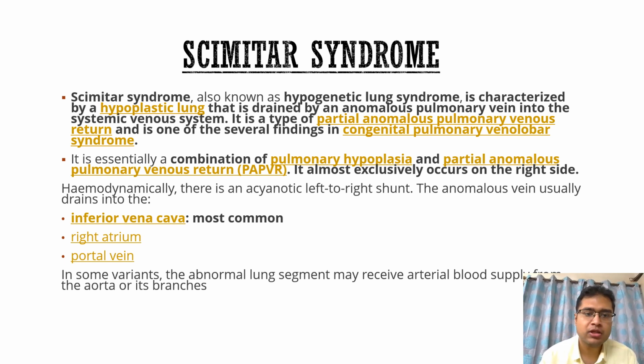characteristic for Scimitar syndrome. Hemodynamically, there is acyanotic left to right shunt, and the anomalous vein usually drains into the IVC most commonly, but it can also drain into the right atrium or the portal vein. And in some variants, the abnormal lung segment may receive the arterial supply from the aorta or its branches. So an important complication for Scimitar syndrome is development of pulmonary arterial hypertension or cyanotic heart disease.